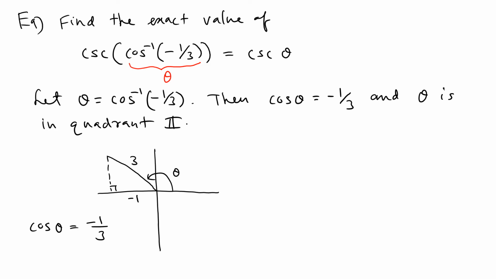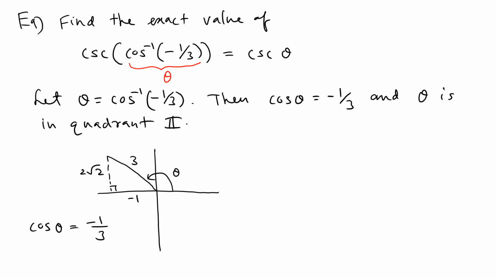The goal is to find the other side, and you can see the other side is the square root of 3 squared minus (-1) squared. That means 9 minus 1, so it's the square root of 8. Square root of 8 means 2 square root 2. That's from the Pythagorean identity.